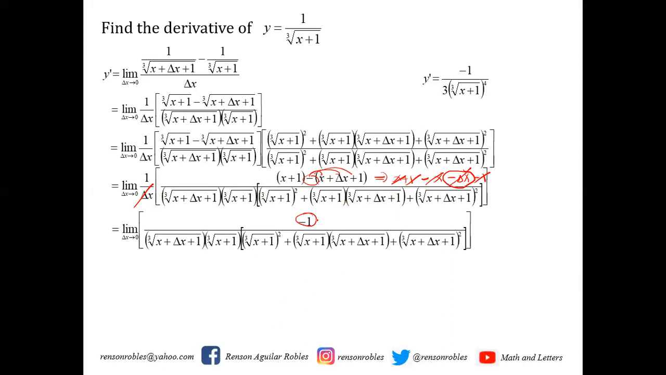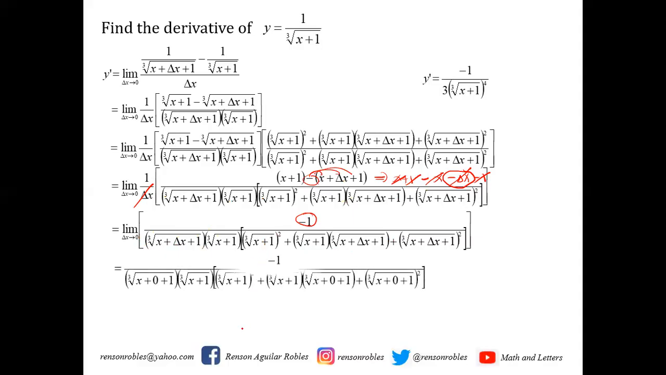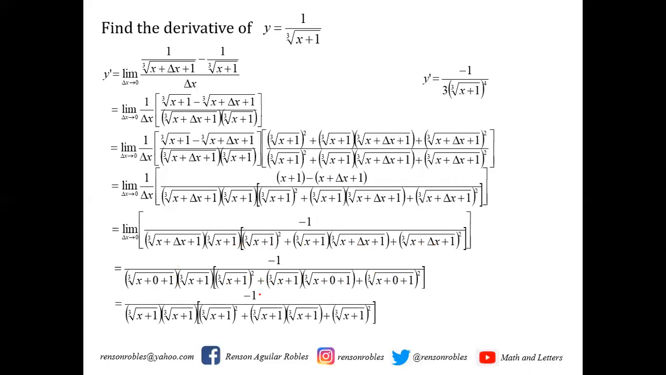Then you just copy again everything on the denominator, and after which you can now replace delta x by 0. All delta x on the denominator shall be replaced by 0, this one, and the other one here, and there's one on the last term, so that's 0. And then finally, simplifying, we shall have -1, then this will become cube root of x plus 1 times cube root of x plus 1, then times cube root of x plus 1 squared plus cube root of x plus 1, then this will become 0. So this will become cube root of x plus 1, this one. And for this one, that's cube root of x plus 1 squared.